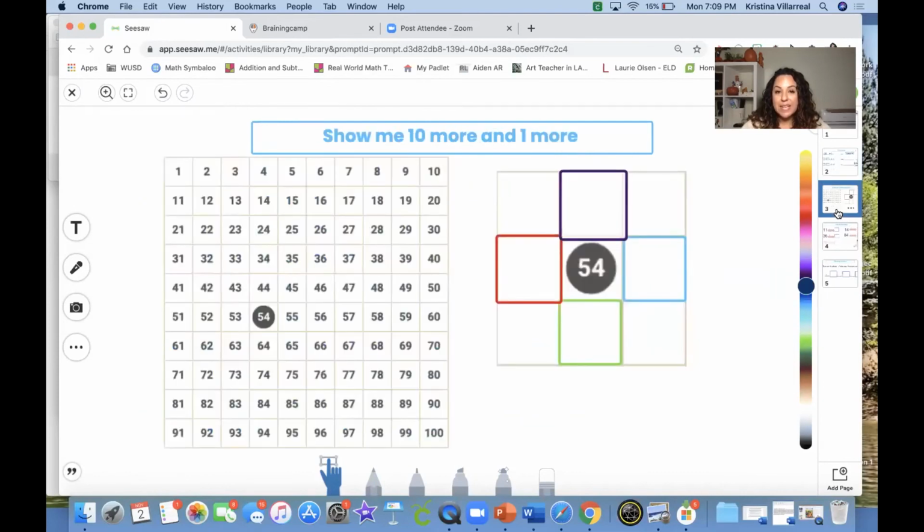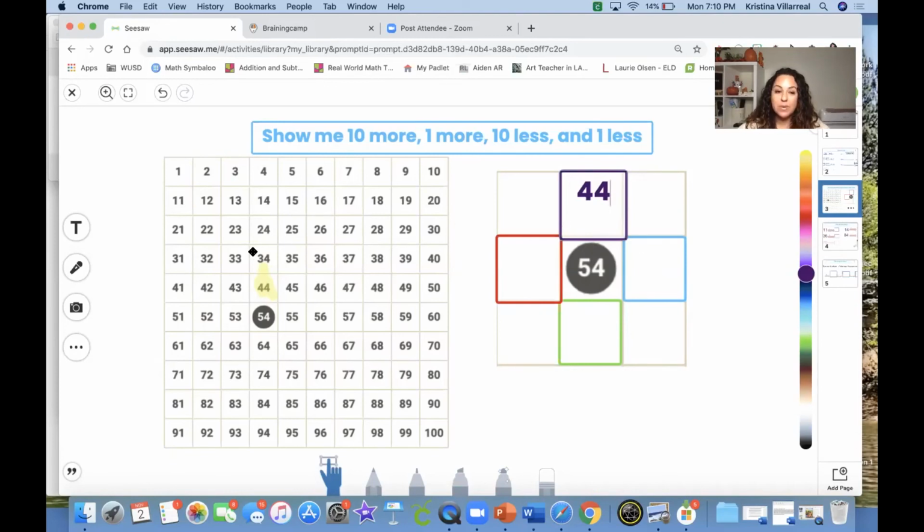Okay, let's look at this one right here. Now remember, it says to show 10 more and 1 more. Also, I need to fix this so that way I could put 10 more, 1 more, 10 less, and 1 less. Okay, one trick that I found is that if you get your little highlighter tool and you look at this right here, you see the 54, I'm going to use my highlighter tool to highlight this one, 44. So if I do 44, then I know that 44 is 10 less, so I can type it in right there. And then you have 1 more, 10 more, and 1 less.